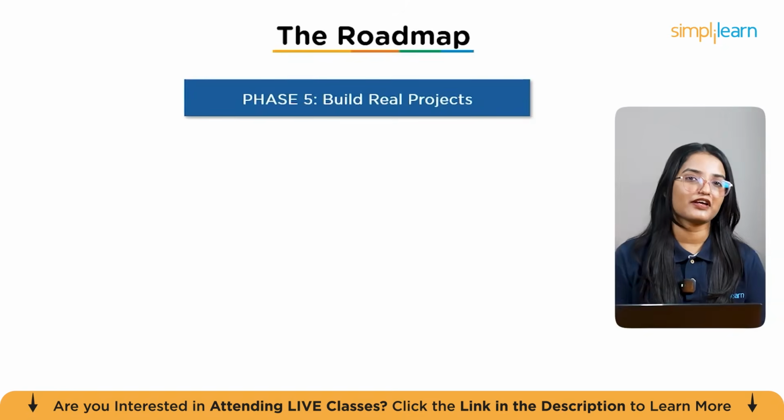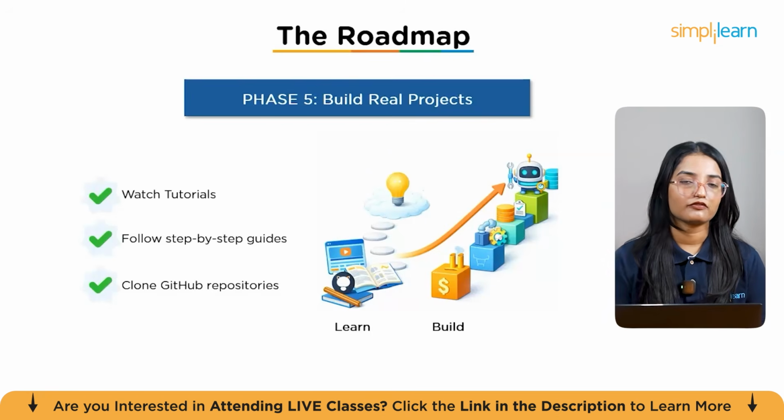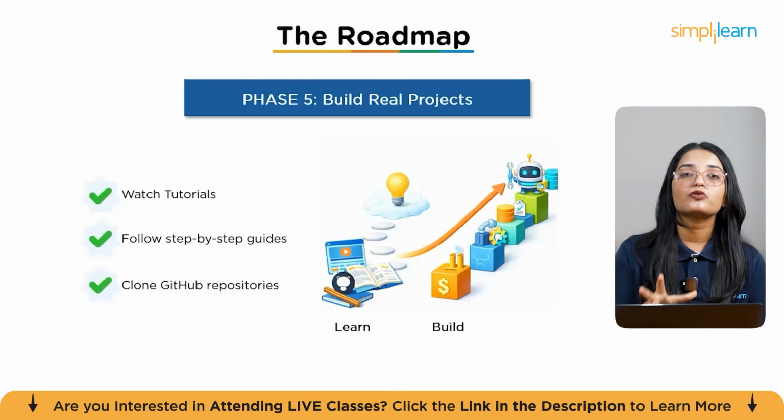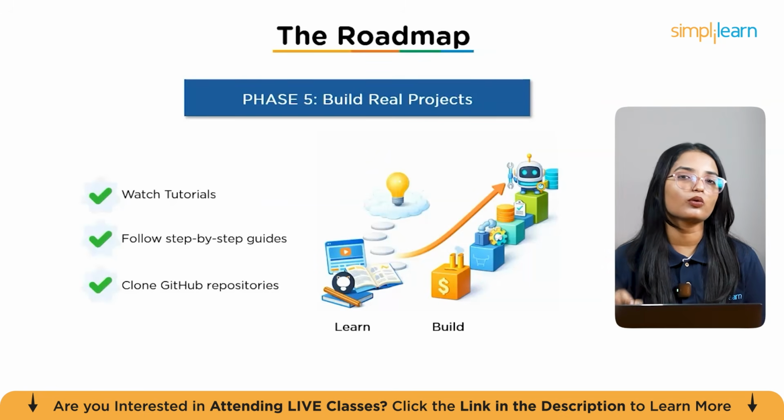This is where our Phase 5 comes in. But understanding something is very different from building it by yourself. When you actually build from scratch, you face real problems: APIs fail, prompts break, memory behaves unexpectedly, outputs become inconsistent, and that is exactly where real growth happens.